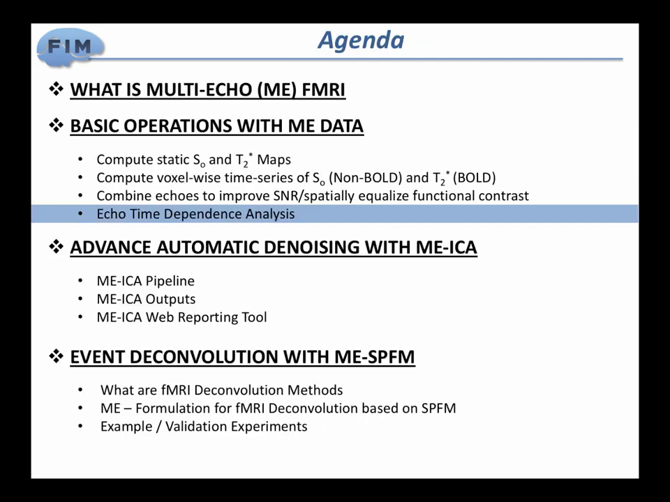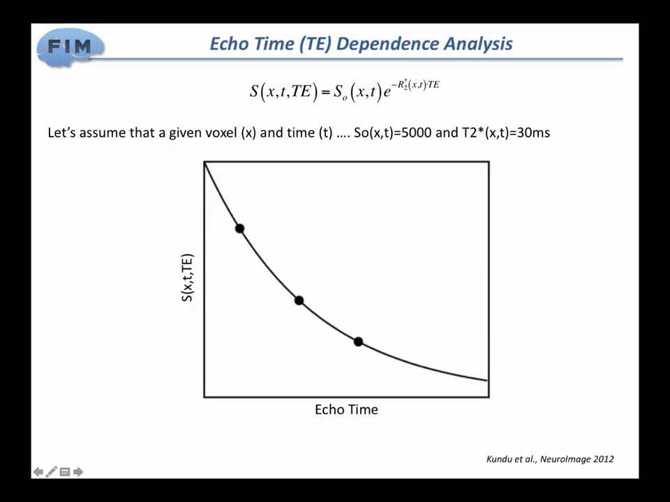Okay, so the last step of these little things that we need to understand before we move to the two more advanced ways of dealing with multi-echo data is this idea of echo dependence analysis. Again, let's come back to our very simple formulation of the signal at a given voxel, given moment in time, and a given echo time, given by this formula. Let's put values on this. Let's assume that at a given moment, at a given voxel, S0 has a value of 5,000 and T2* is 30 milliseconds. Those are regular values.